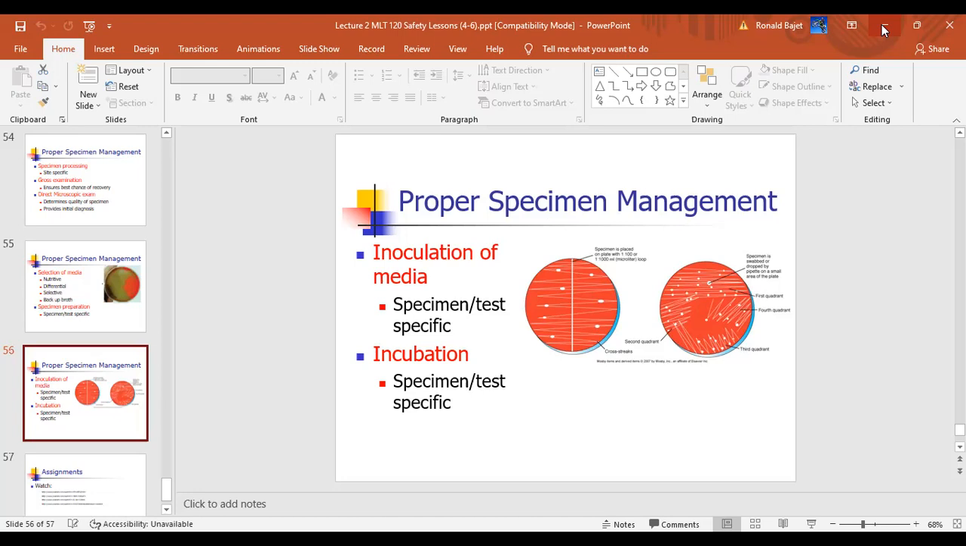And then the incubation is either at 37 degrees, or for respiratory, it might be 37 degrees with CO2. One of the things I wish we had here was a CO2 incubator. That way we wouldn't have to use the candle jars.